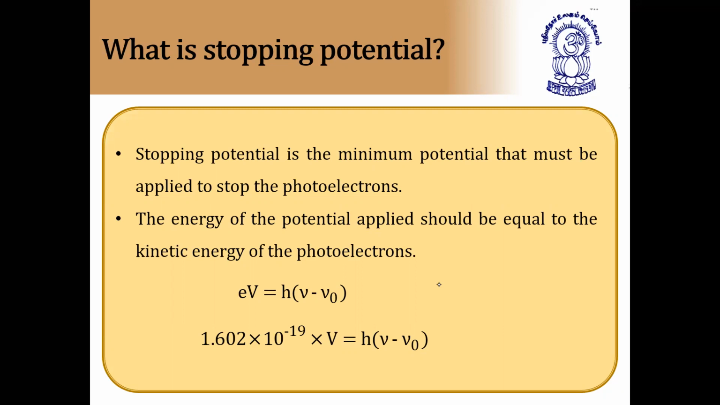The formula for this is 1.602 × 10^-19 into voltage V is equal to h into (nu minus nu naught). So remember this formula, very, very important. Next.